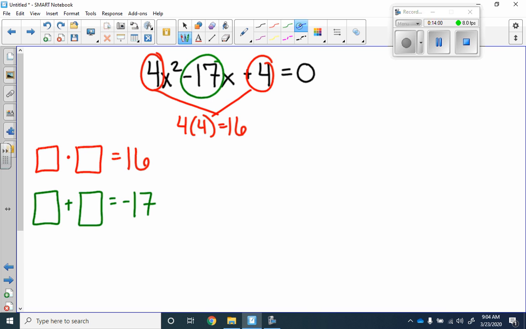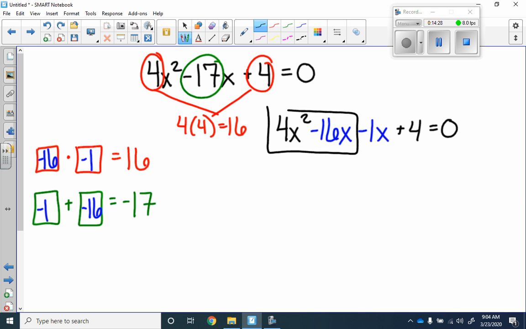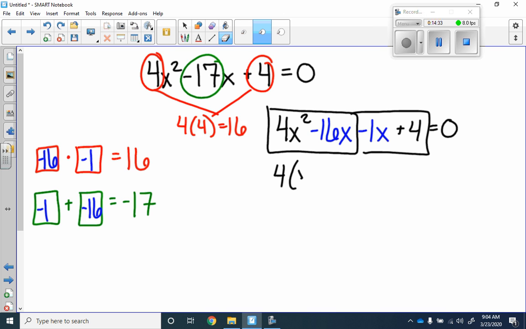So the only ones that are going to work for us here are negative 16 and negative 1. That will multiply, and that's going to add. So now you've got your 4x squared minus 16x minus 1x plus 4 equals 0. And then now we're going to group it together. I take out a 4x, and we're left with x minus 4.